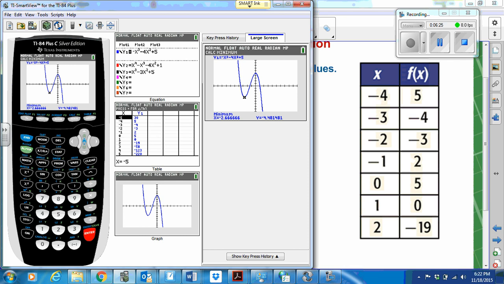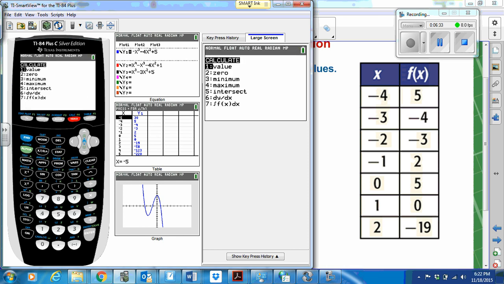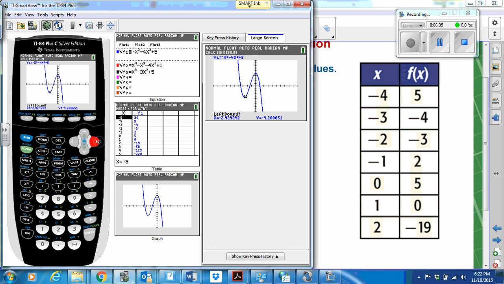And we have a maximum. Wait a second, calculate. And this time we're going to go maximum. And so we have a left bound and a right bound, plus that point. And so we have a relative maximum at 5. And those are the only extrema in this graph.